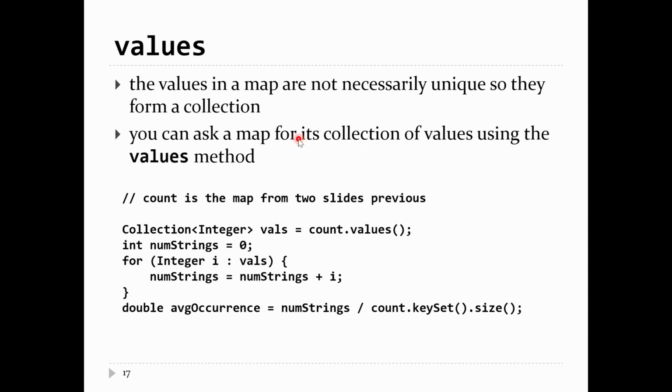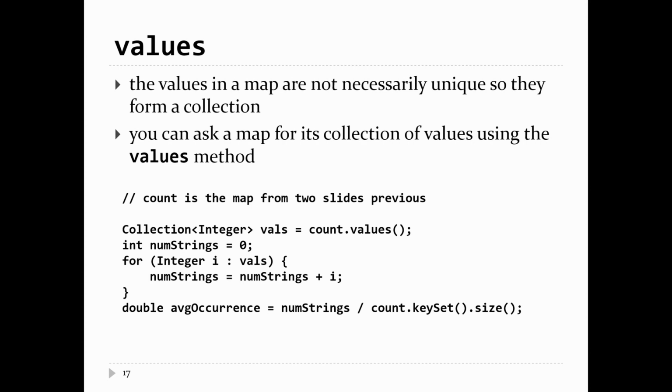So you can ask a map for its collection of values using this method called values. So count.values gives you back this thing called a collection, which we haven't seen yet. I'm going to describe later on in this lecture exactly what a collection is. For the time being, you can just think of it as something that can hold more than one element, where all the element types are the same. It doesn't have any indexing, so you can't use it like a list.